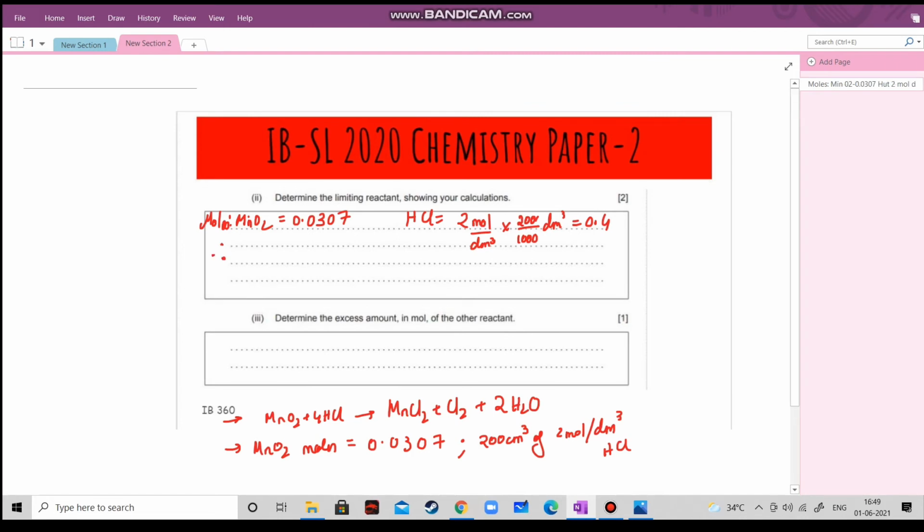Now we would be using the magic ratio trick, that is moles per stoichiometric coefficient. So here the moles of MnO2 is 0.0307 and the stoichiometric coefficient is 1. So this is for MnO2, and n by SC of HCl would be 0.4 by 4, that is 0.1. So as you see, n by SC of MnO2 is less than that of n by SC of HCl. Therefore, MnO2 is our limiting reagent.